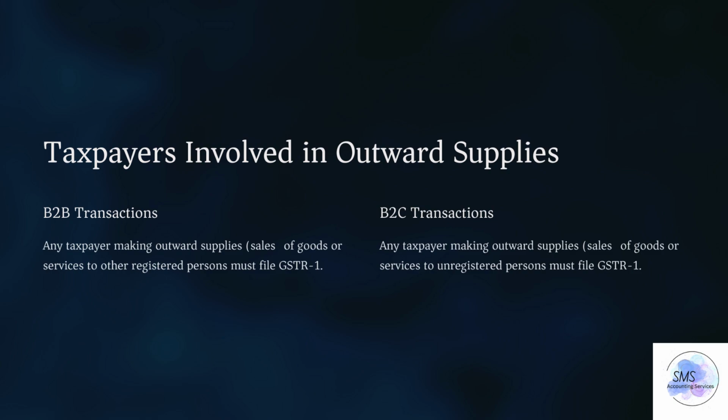Taxpayers involved in outward supplies. B2B transactions: any taxpayer making outward supplies, sales of goods or services to other registered persons, must file GSTR1. B2C transactions: any taxpayer making outward supplies, sales of goods or services to unregistered persons, must file GSTR1.